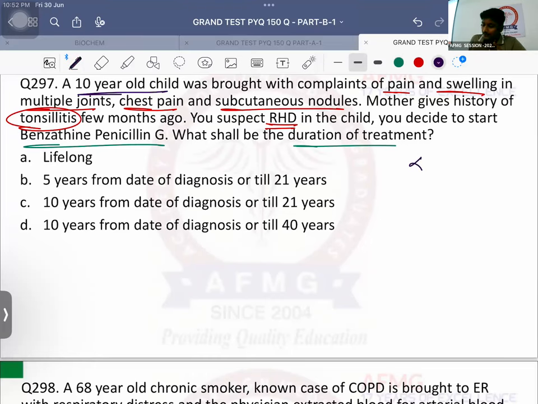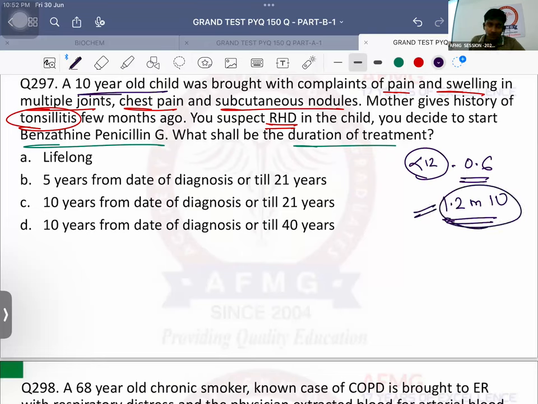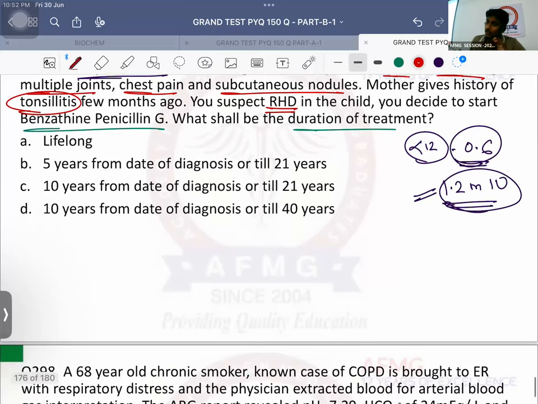Dose kitna hota hai? Less than 12 year hai. So dose is 0.6. Okay, agar isse bada hai, the dose is 1.2 million international unit. For syphilis, it was 2.4, guys. For RHD, adults ke liye it is 1.2, children ke liye it is 0.6 million international unit. Important is, what should be the duration?